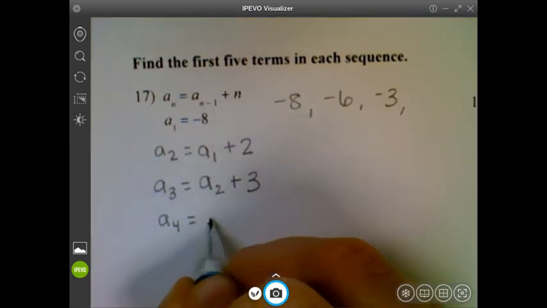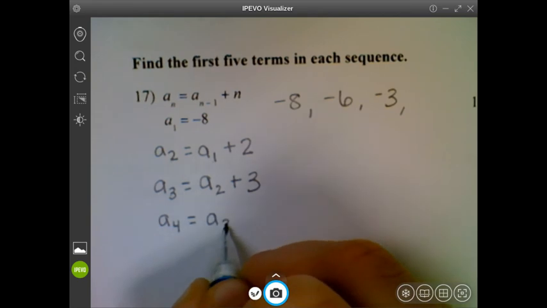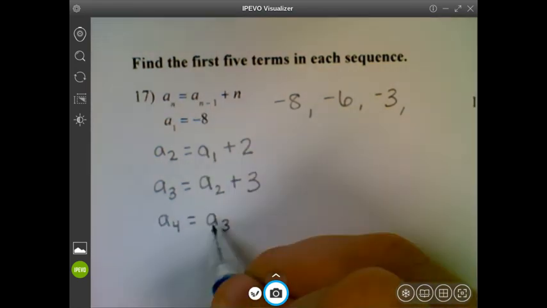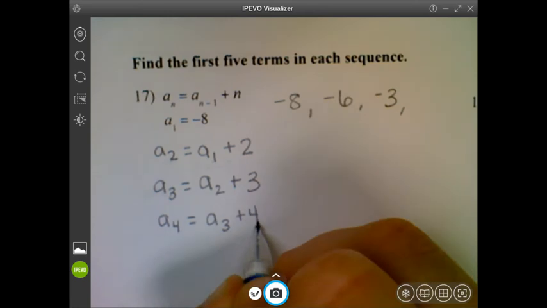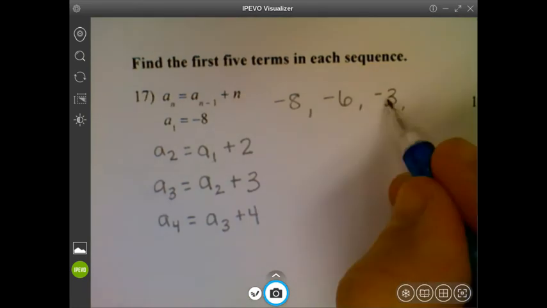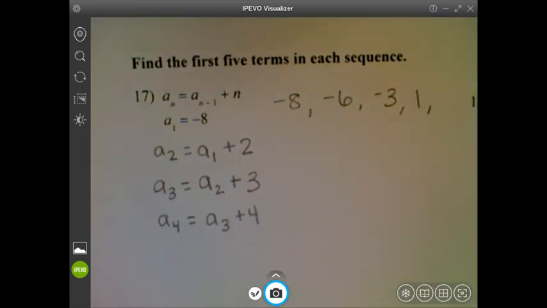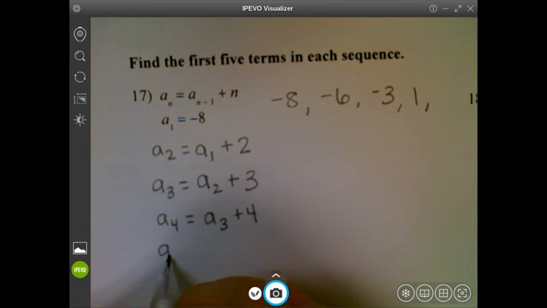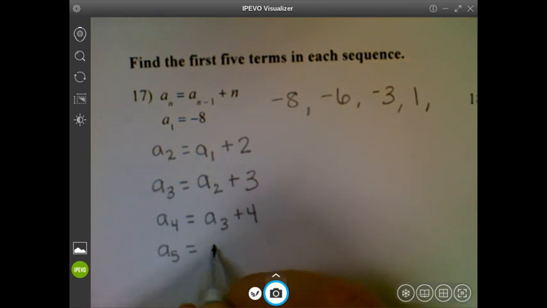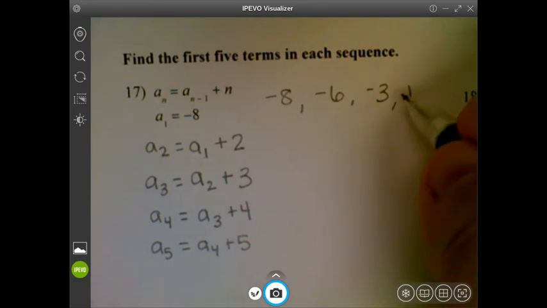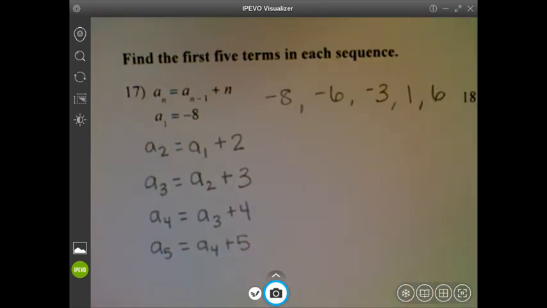A sub 4 is going to follow that same pattern. You're going to do the third term, 4 minus 1, third term. And in this case, we're going to add 4 to it because it's the fourth term. So take this number, add 4. And then the last term here, the fifth term, take your fourth term and add 5. So 1 plus 5 is 6.